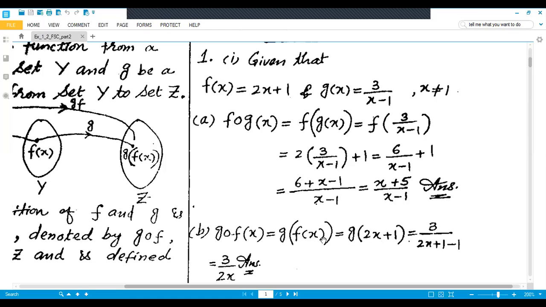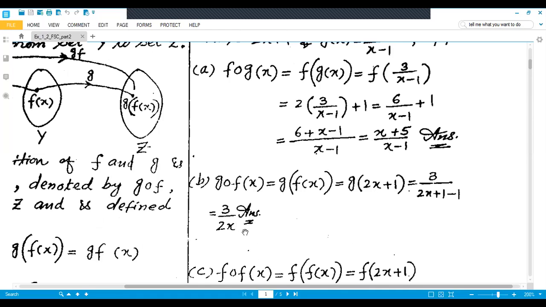So g of f of x, with f of x given as 2x plus 1, is equal to, in the function g of x, where you find x, in place of x you put this value 2x plus 1. So 3 over x minus 1 becomes 3 over 2x plus 1 minus 1. The minus 1 and plus 1 cancel and you get 3 over 2x. Now come to the third part.